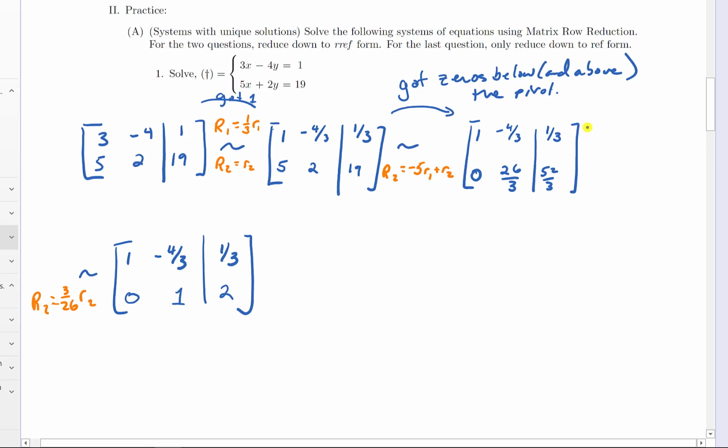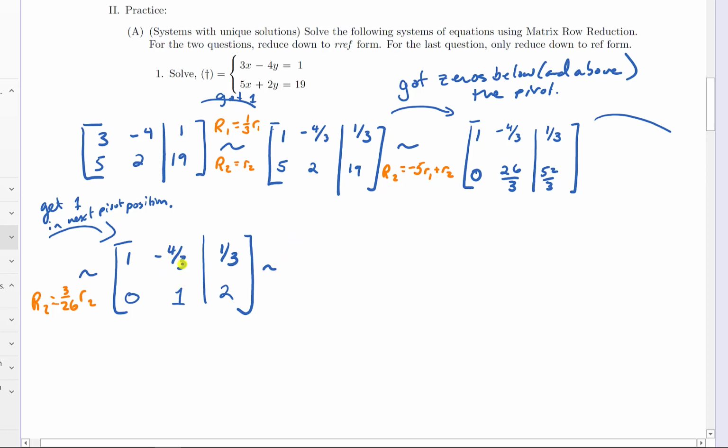So between here and here, what did I try to do? Well, between here and here, I got a 1 in the next available pivot position. Okay. So now that I've accomplished that, what do I want to do? Well, I've got this 1 here. I now want to get zeros above and below this pivot position if I'm going for the full RREF form.